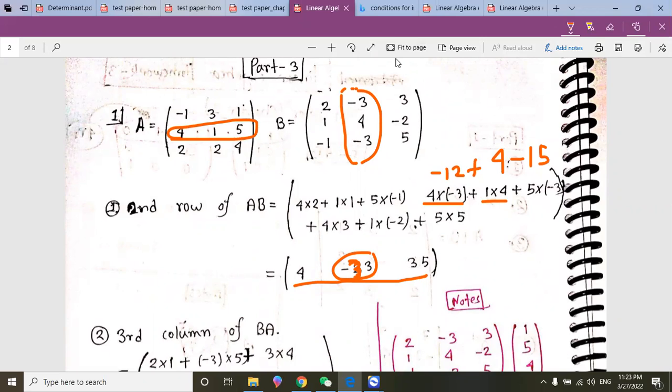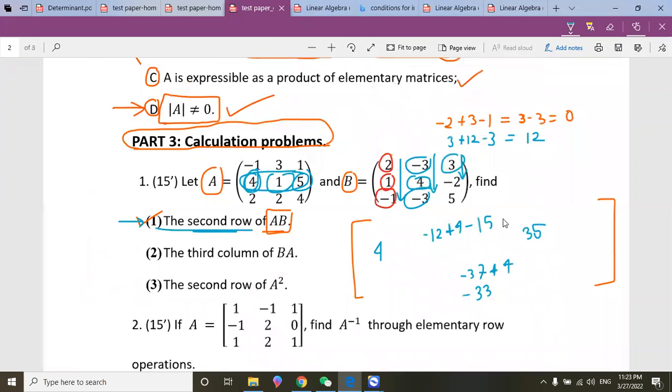Sorry. Minus 12 minus 15 will be minus 27, not 37. Oh yeah, sorry. You're right, that is a silly mistake. It will be minus 27, not minus 37. I was looking here at 2 and 1. That will be 3. But I'm sorry.